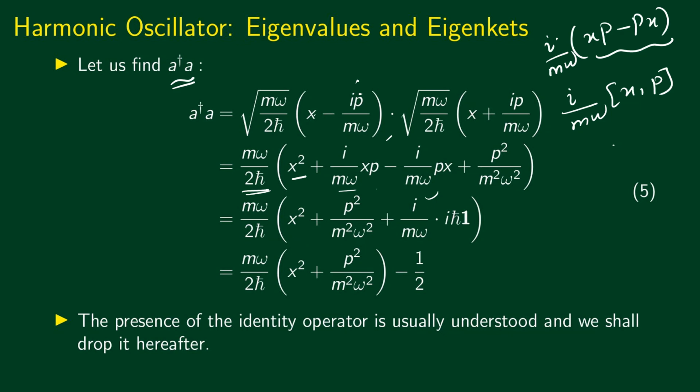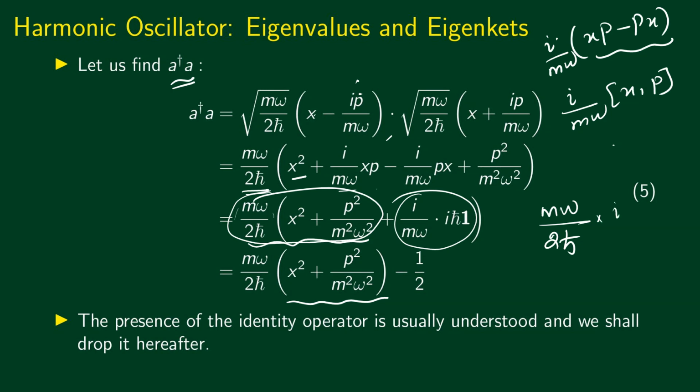Now let's separate these terms. The first term here is mω divided by 2ħ multiplied by x squared plus p squared divided by m squared ω squared. Let's write this term together first. And then the next term: we have an mω divided by 2ħ outside, multiplied by i by mω, multiplied by iħ. We see that the mω here cancel. ħ also cancels. i multiplied by i is minus 1. So this gives us minus 1 by 2.